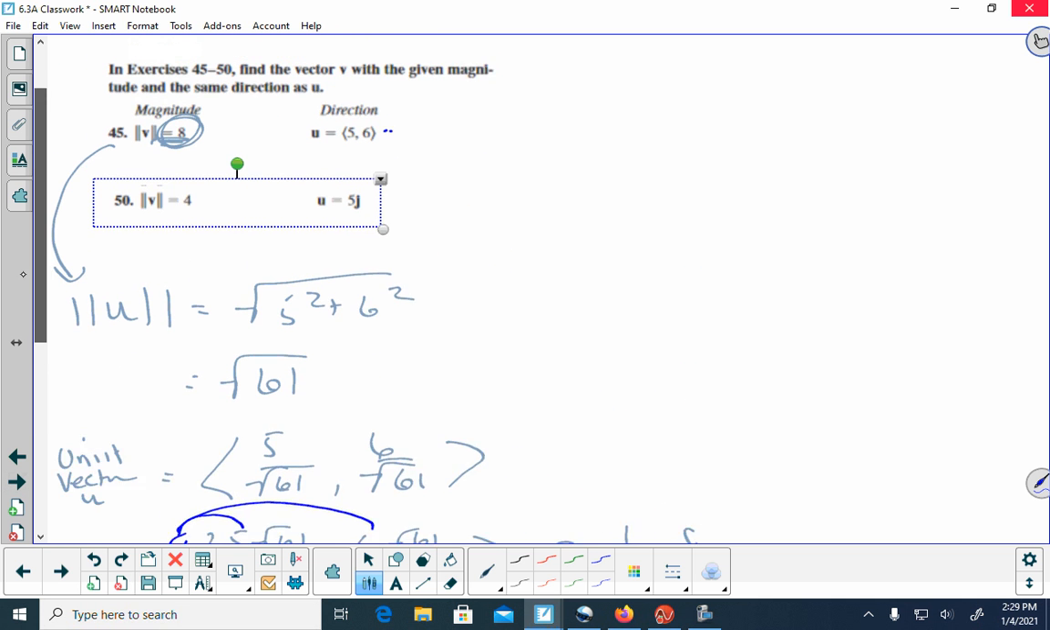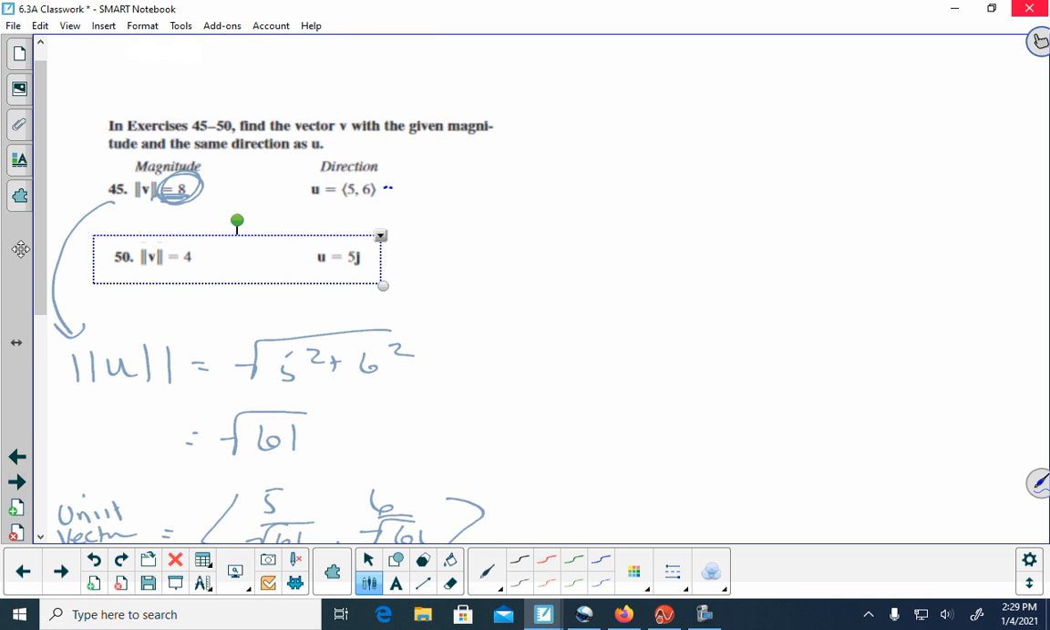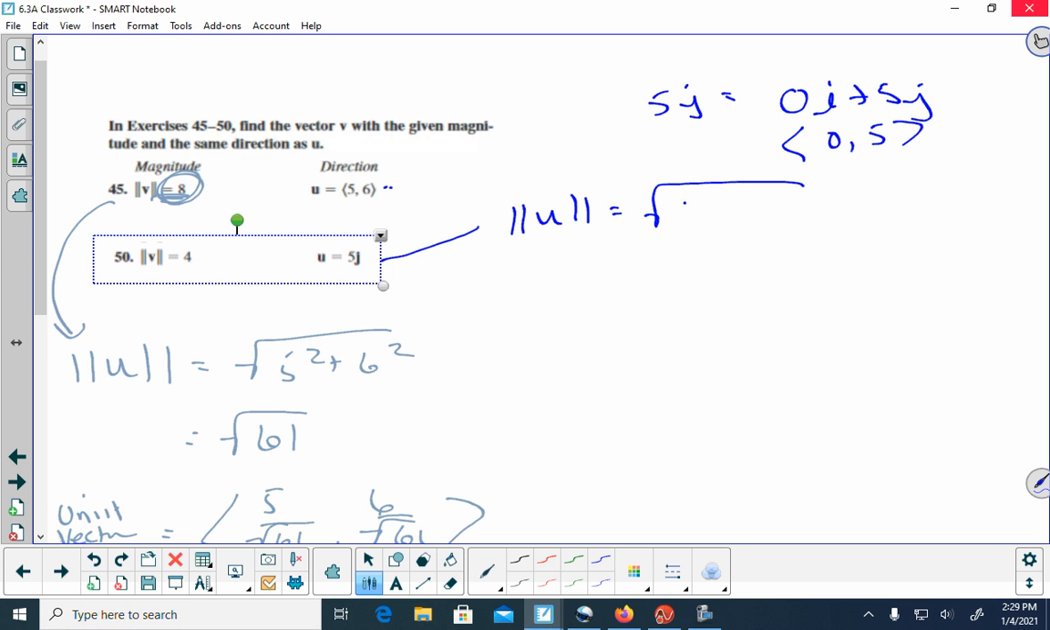The next one, doing the same process, I'm going to find the magnitude of u. So the magnitude of u, well, I should probably write that in component form first. It's just 5j, which means I can think of that as 0i plus 5j. So my component form will be 0, 5. So to find the magnitude, I'm going to take the square root of 0 squared plus 5 squared, which would just be 5. And that should make sense to you, because if I were to graph this, I'm just going to graph 1, 2, 3, 4, 5. It's just going to be a vector that goes like that. So it has a length of 5. That makes sense to me.